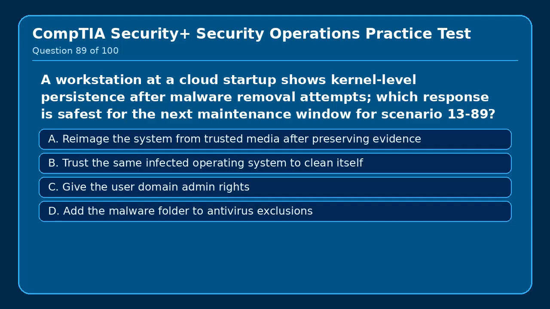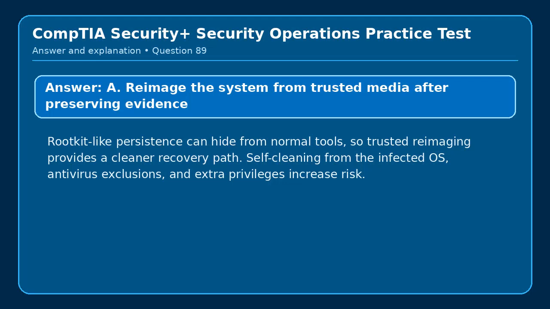Question 92. Which practice best hardens a new server image for a managed service provider after a recent audit finding for scenario 13 to 92? A. Leave vendor credentials unchanged. B. Apply a secure baseline that disables unnecessary services and enforces approved settings. C. Turn off audit logging permanently. D. Install every optional service by default. Take a moment to choose your answer.